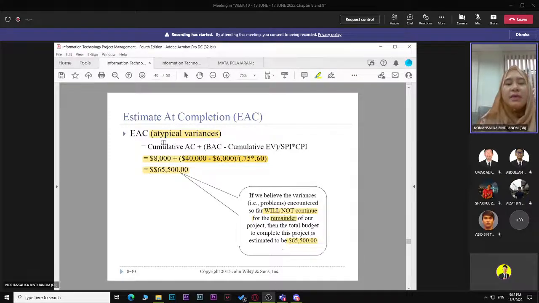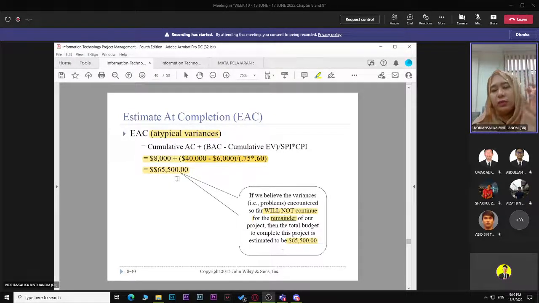Normally for atypical variances, you believe the problem accounted so far will not continue for the remainder of the project. So one time you spend a little bit higher, one-off. This is based on the formula; you just plot in whatever you got. So you expect the project manager and the team need to spend about 65,500 in order to complete the project within 4 months.